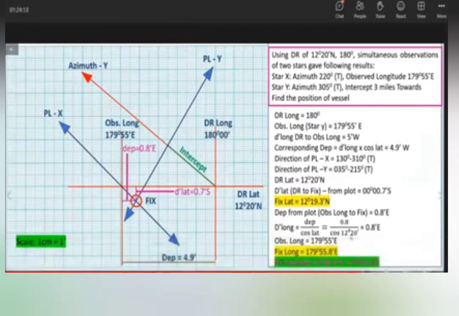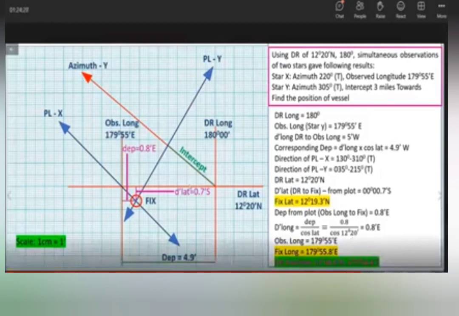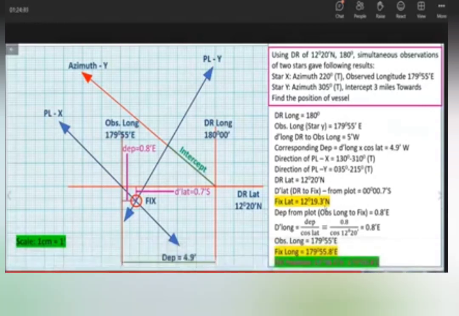Go ahead, beta, one by one. So in this question, we have got only one latitude, right? So how can we take mean lat here? Beta, I told you, take the mean of reference latitude and fixed latitude. Reference latitude is 12 degrees 20, fixed latitude is 12 degrees 19.3, mean is 12 degrees 19.65, which is 19.7. Answer will be the same only. Okay. That's right.